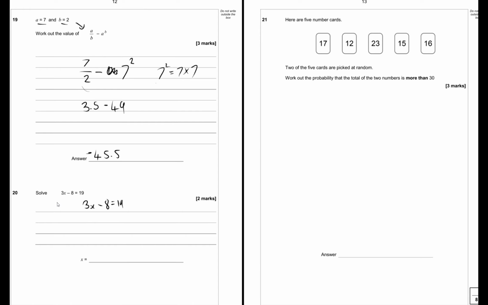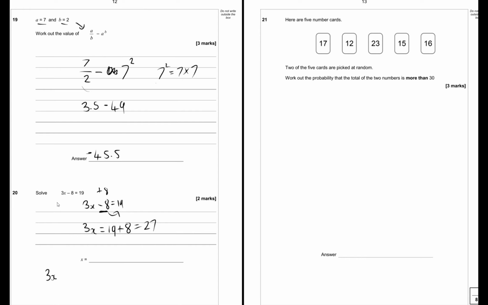Okay, the first thing we want to do is move this minus 8 to the other side. So we can add 8 to both sides. So we're going to get 3x equals 19 plus 8. Simplify gives us 19 plus 8 equals 27.